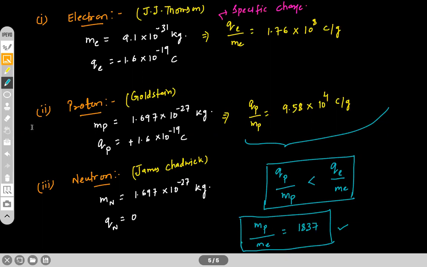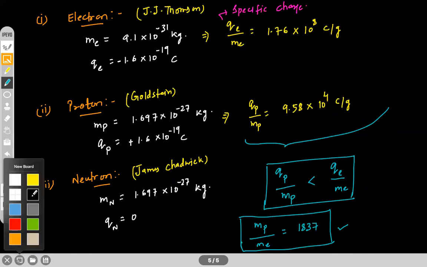Now, like I told you, once we know all these subatomic particles present within an atom, the question is how they are arranged within an atom. So to answer this question, different scientists have given their own theory. And all these theories, we call atomic models. So next heading you write down, atomic model.